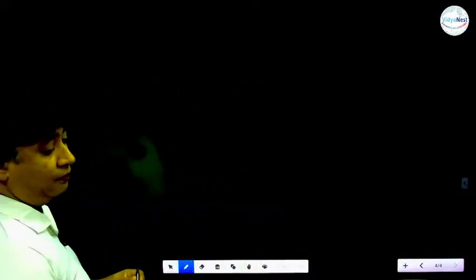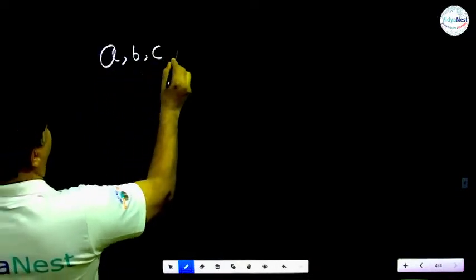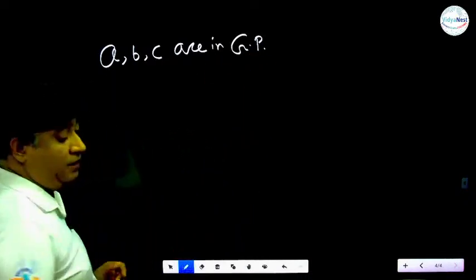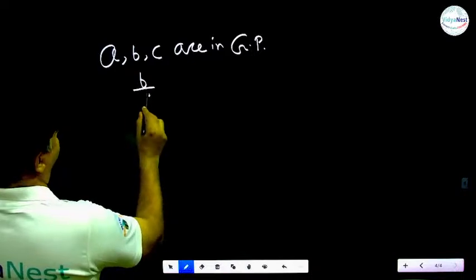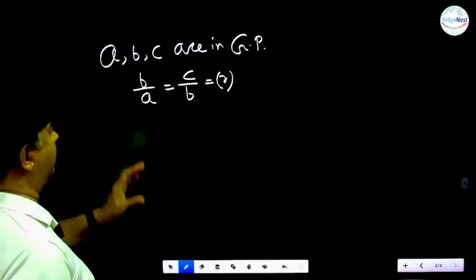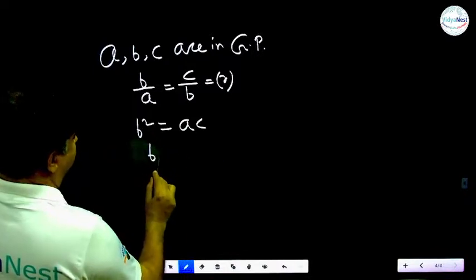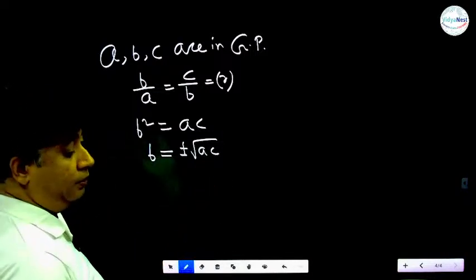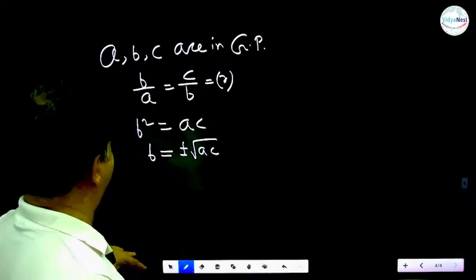Geometric mean कैसे आएगा? देखो, A, B, C are in GP. GP means geometric mean. ठीक है. इसका मतलब क्या है? B by A, C by B is equal to R. R is common ratio. Now B square is equal to AC. B is equal to plus minus root AC. You can ask me, why plus minus? When I will get plus, when I will get minus?